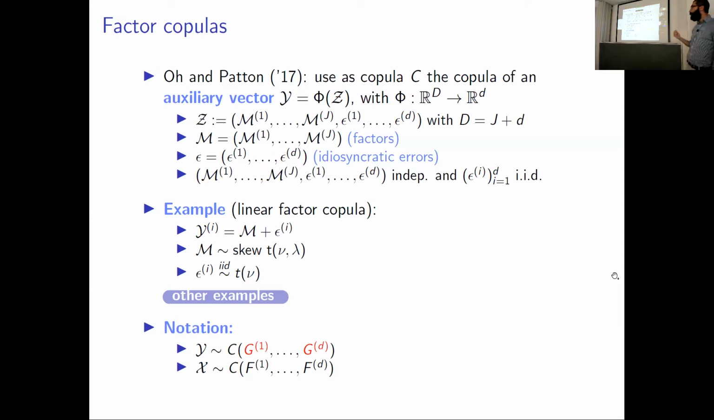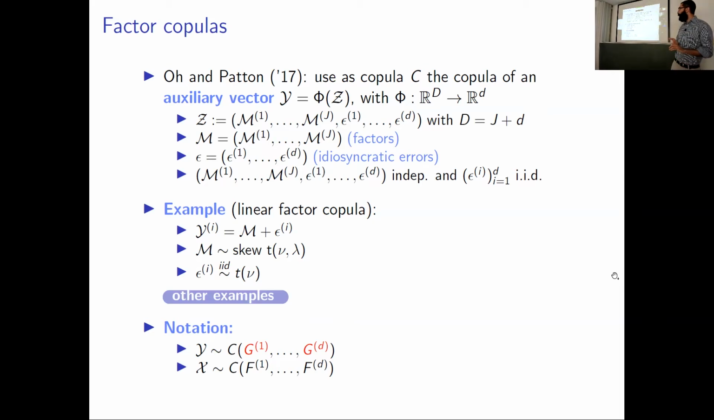So what happens when I do that? If I do that, I will have an implicit copula defined by this model, because, for example, in this case, I have one factor that's present in every single component of my vector. So they're all dependent, Y1 up to Yd forms a vector that's dependent. And the dependence comes from the M, okay?